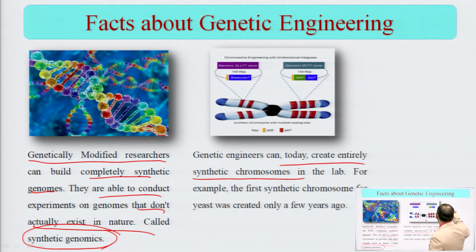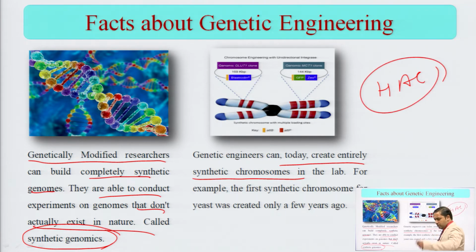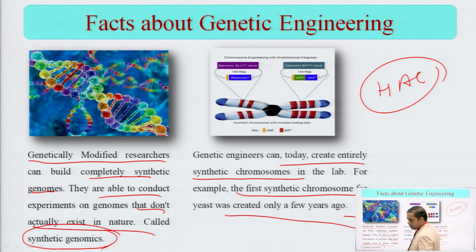I hope you remember the human artificial chromosome. I have mentioned it in my 10th lecture. So, HAC is the synthetic chromosome. For example, the first synthetic chromosome was created in yeast a few years ago.